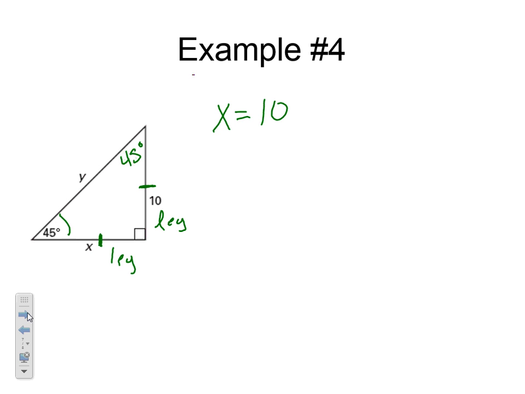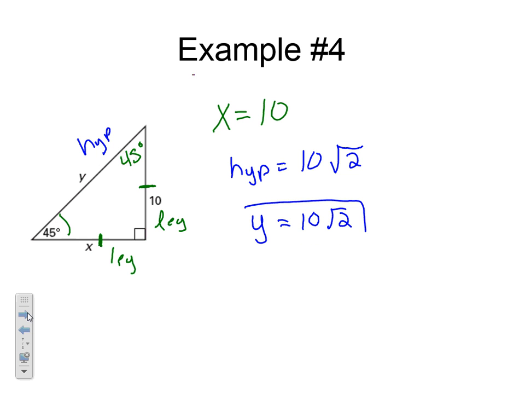Now in order to find my hypotenuse, all I have to do is take my hypotenuse equals my leg times the square root of 2. So y equals 10 square roots of 2.